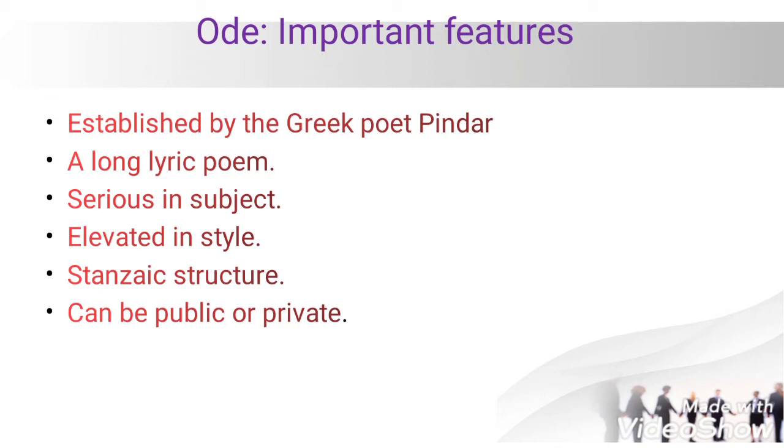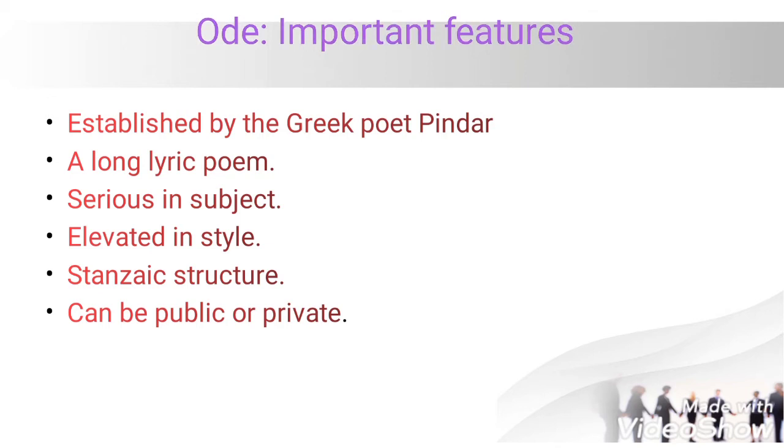The public ode is used for various ceremonial occasions like birthdays, funerals, state events, etc. For example, Alfred Tennyson's Ode on the Death of the Duke of Wellington. In this ode, there is public treatment, there is a public event, there is a public figure. The private ode is most of the time meditative and reflective. Here, it celebrates personal and subjective occasions. As an example, we can quote Ode to a Nightingale.